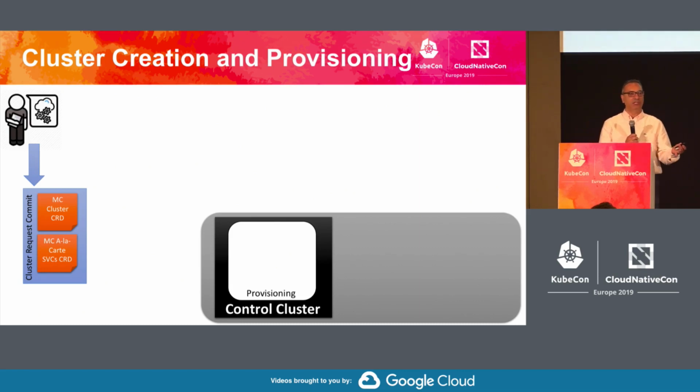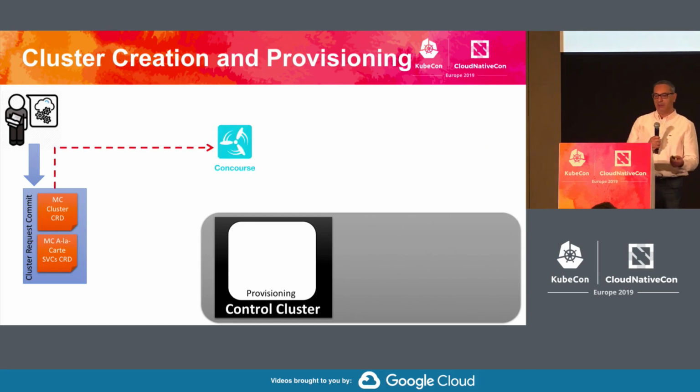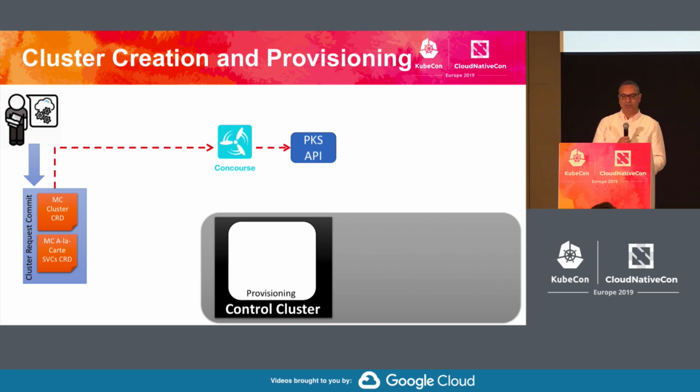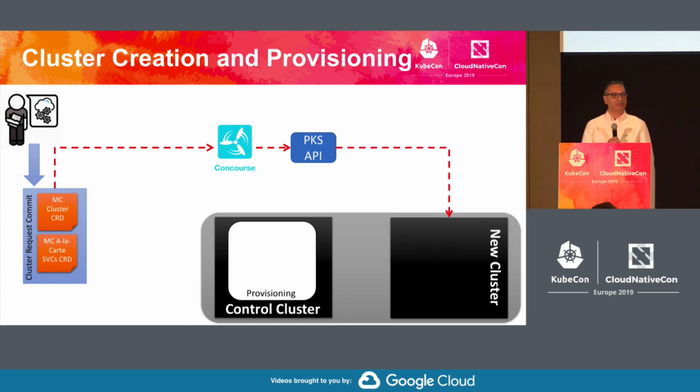Most people know CRDs in relationship with operators, but we are taking this with a slightly different spin. It's a way of expressing what you want in the environment. And then when that's done, Concourse is listening to those GitHub repos, and it's going to come up, talk to the PKS API, and then PKS can provision a cluster.